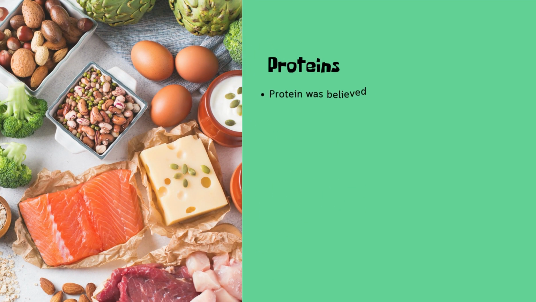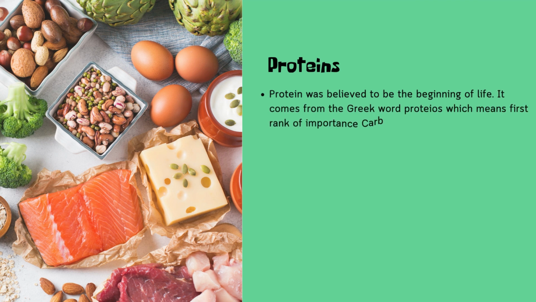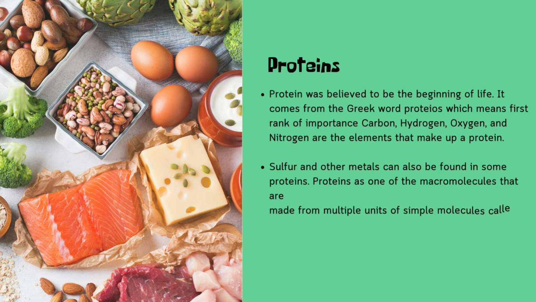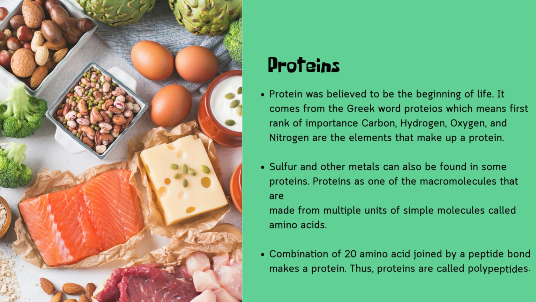Proteins are made of amino acids, 20 different types. They're joined by peptide bonds to form polypeptides. Proteins are involved in nearly every biological process, building tissues, transporting molecules, and catalyzing reactions. Some even contain sulfur and metals, adding to their complexity.